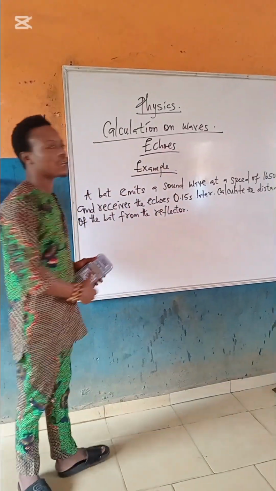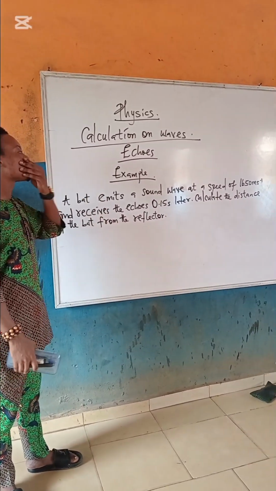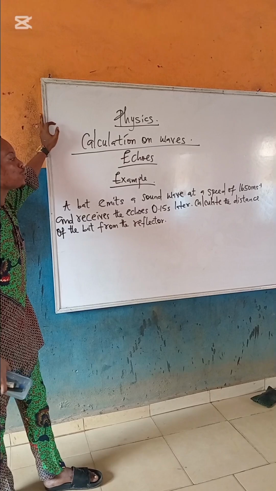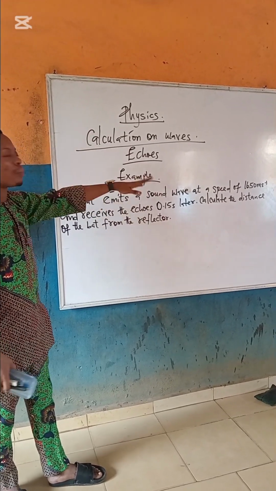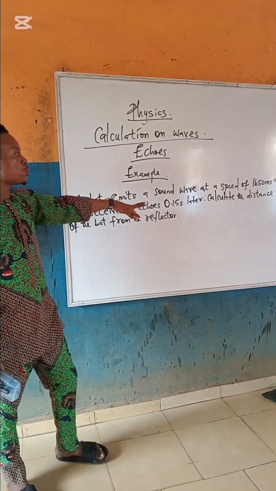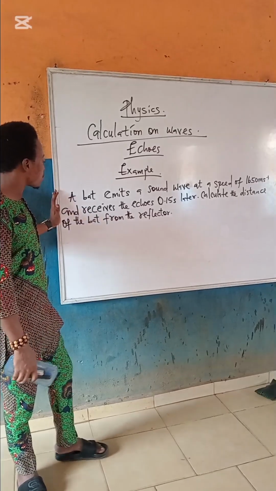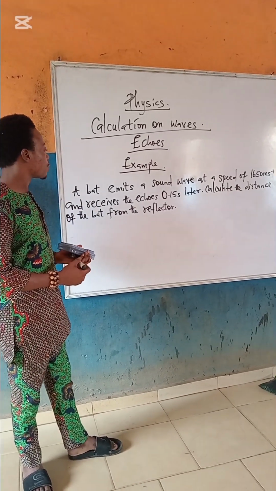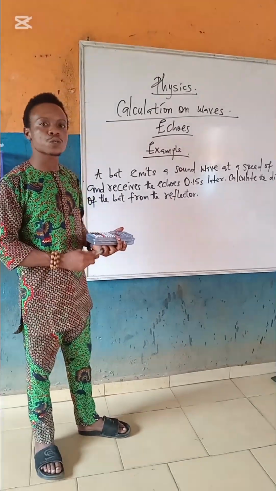They say a bat emits a sound wave at a speed of 1650 meters per second and receives the echoes 0.15 seconds later. Calculate the distance of the bat from the reflector.